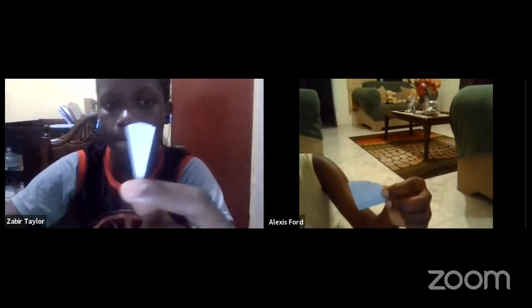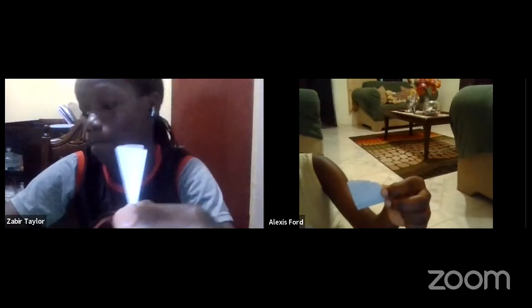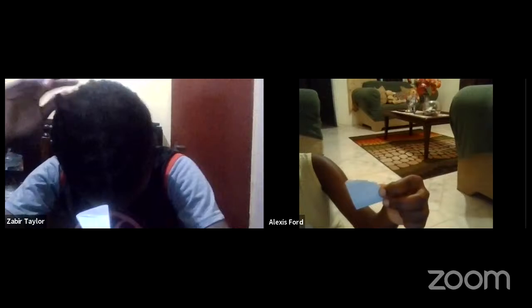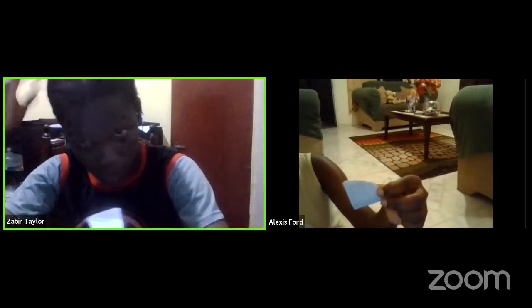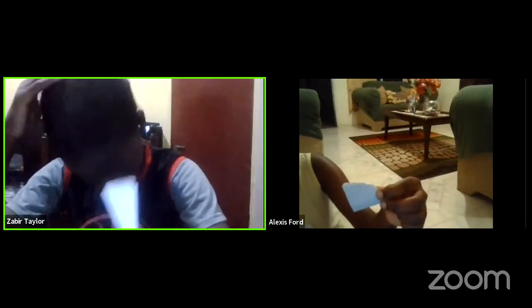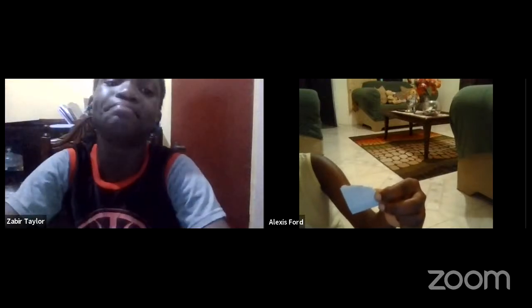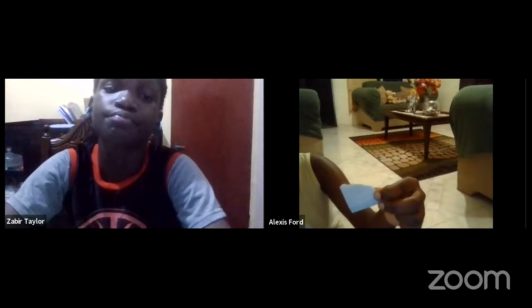Why is Lexi's one bigger than or longer than Zabir's one? Anybody? So, because of the amount of times it was folded. The amount of times it was folded. All right, that's what Zabir says. The amount of times it was folded. Anybody else? Why would Lexi's one be bigger?